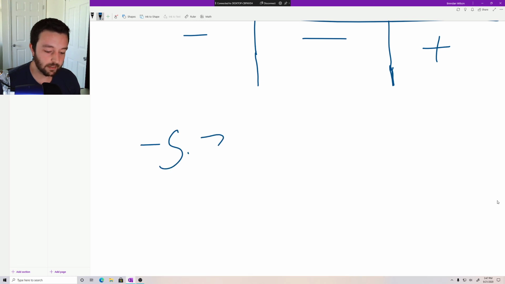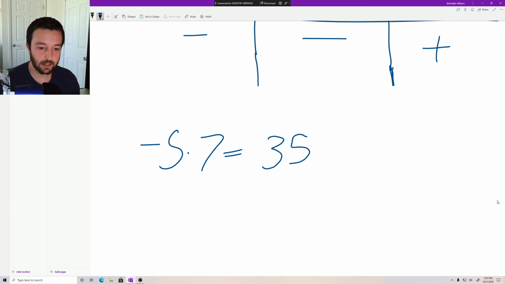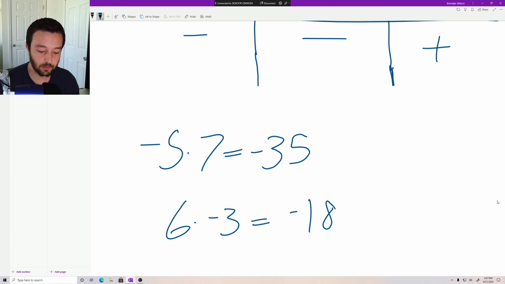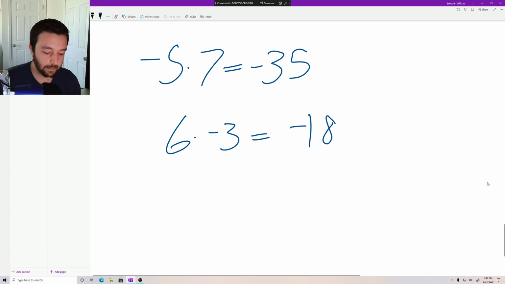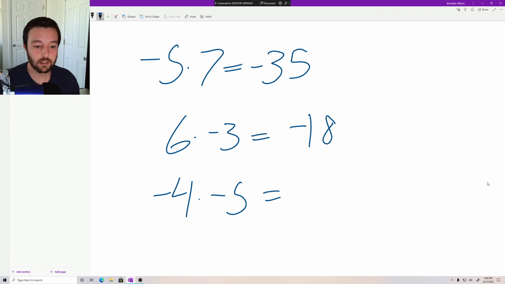Like -5 times 7, it's 35. And what sign it is just depends on the chart. Because you have a negative times a positive, this ends up being a negative. Okay. If we have 6 times -3, it's 18. And if it's negative or positive, depends on the signs. Because we have a positive times a negative, we get a negative. Okay. -4 times -5. Now these are both negative, so they cancel out and they give us a positive 20. Okay. So that's all we're doing here. We're just remembering this chart. So make sure you know this chart. It's going to come up all throughout the semester.